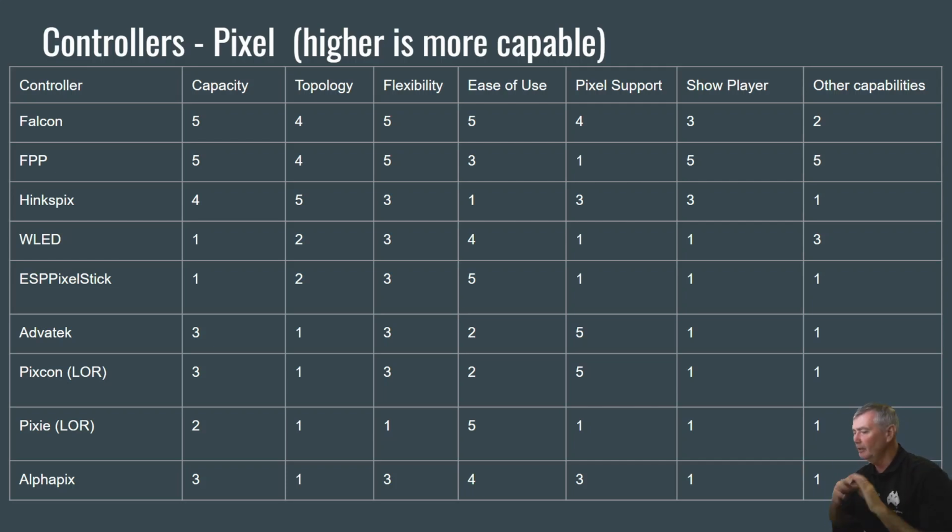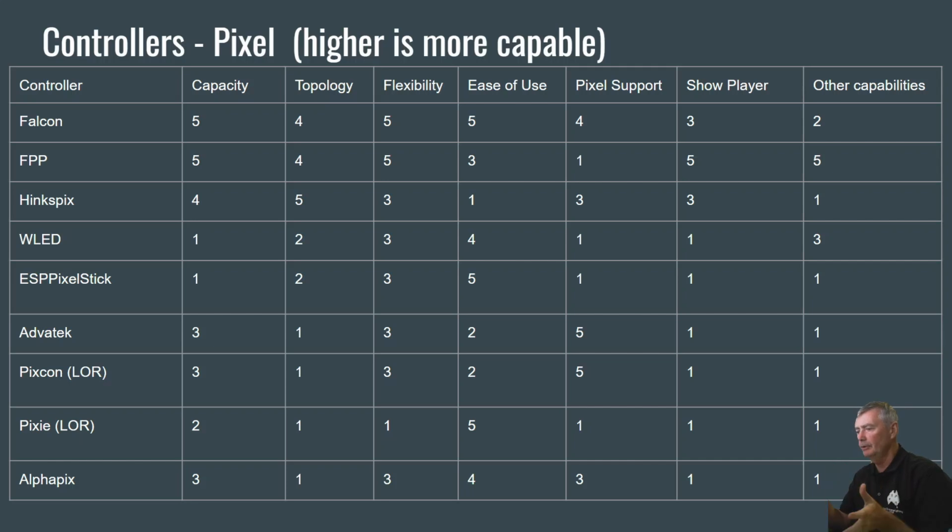I think closely following the Avitex is the Falcons. Again, it supports a fairly diverse array of pixel types. The Hinx, I believe, I'm a little bit out on a limb here, but I think they support a number of different pixel types as well, as does the AlphaPix. And then most of the others are pretty strictly WS2811s and the various flavors of different pixels, and we'll talk about those a little bit later.